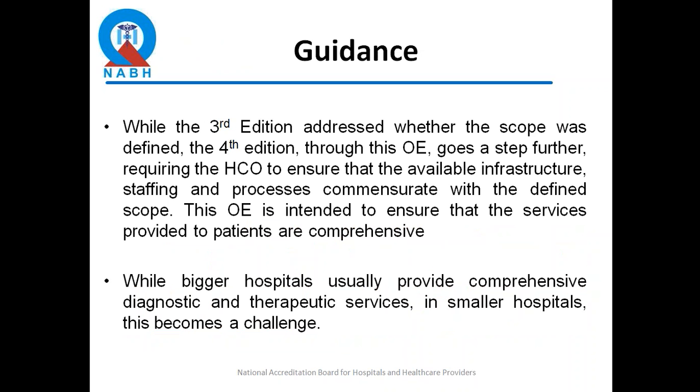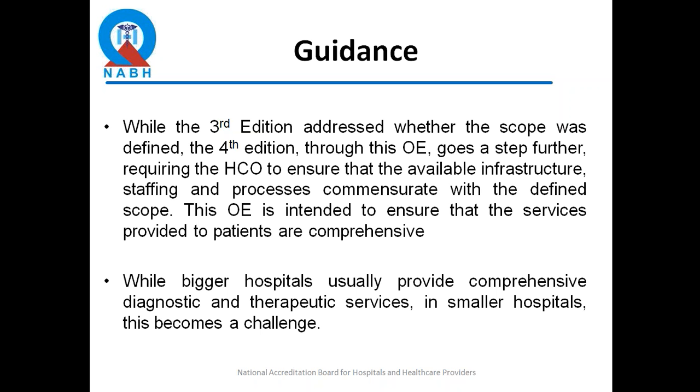While the 3rd edition addressed whether the scope is defined or not, in the 4th edition, through this objective element, we go a step further to make sure that the HCO, whatever they have written in the scope, they ensure that the available infrastructure and staff is present, and the services are comprehensive for the patient care needs. So usually you will agree with me as a guidance that while in bigger hospitals, suppose you are providing neurosurgery in a tertiary care hospital, usually the complement of all the equipment, infrastructure, ICUs, beds, everything is available.